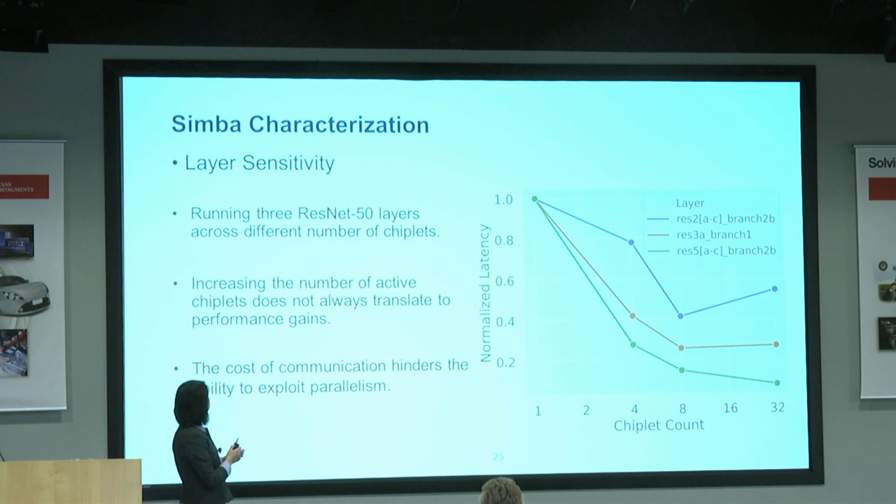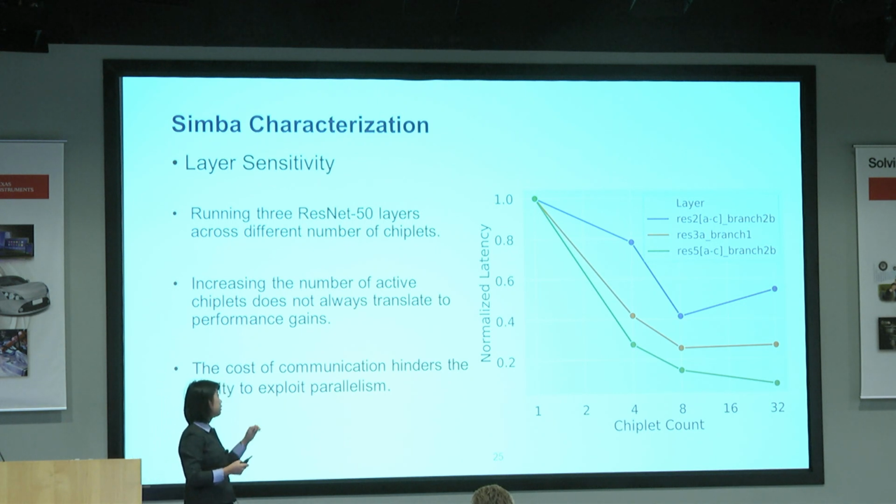First, we characterize how different types of layers perform in our system. That's what we mean by layer sensitivity. We designed this experiment so that we take each individual ResNet-50 layer and sweep the number of active chiplets used in the system, and see how the performance scales for those layers. What we noticed is that when we first add more active chiplets to the system, the performance definitely gets better, meaning the latency gets smaller. So we observe improved performance.